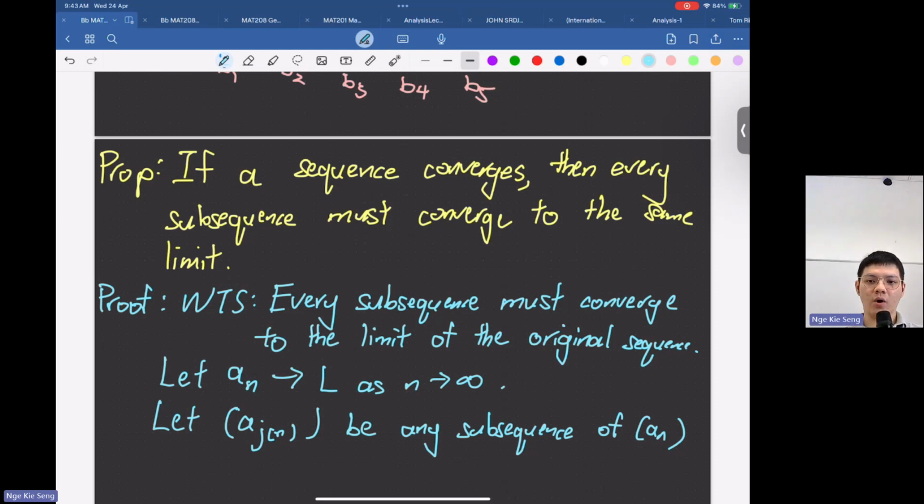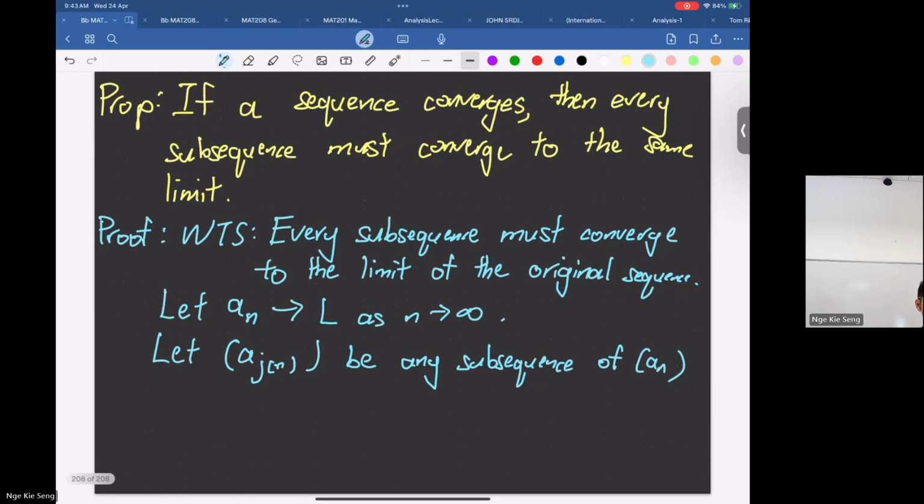Right. So converge means what? For all epsilon, you need to find an N such that |a_{j(n)} - L| is less than epsilon. Good, so this is what we want. But what do we have? By assumption, what do we have?